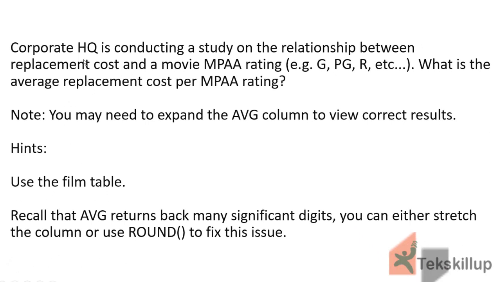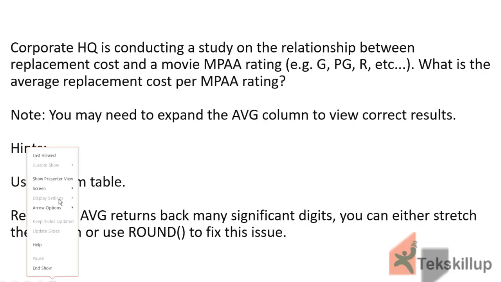Our question number 2 says that the corporate HR is conducting a study on the relationship between replacement cost and a movie MPAA rating. All right, this is the rating. What is the average replacement cost per MPAA rating? You may need to expand the AVG, that's the average column, to view correct result. And we've been given a hint that we are to use the theme table. And we should also recall that the average returns back many significant digits. So we may need to stretch the column or use the round function to fix this issue.